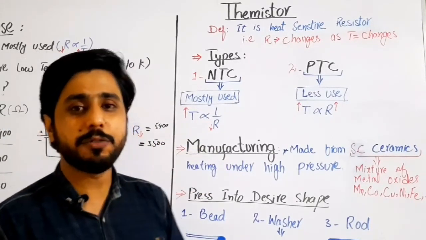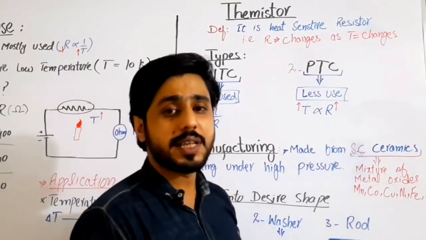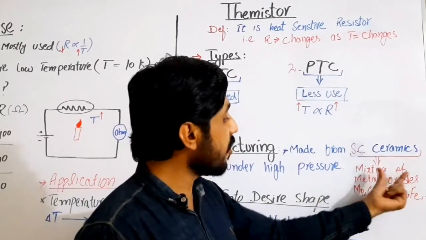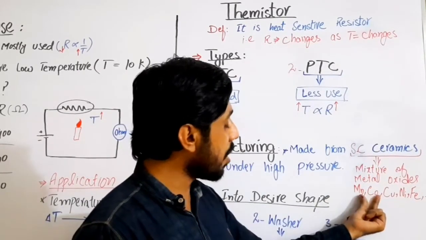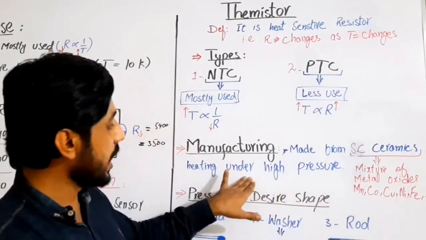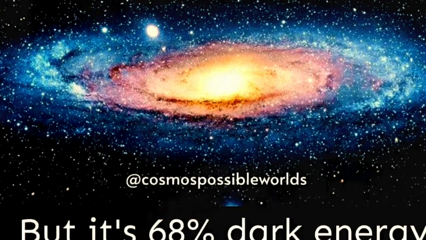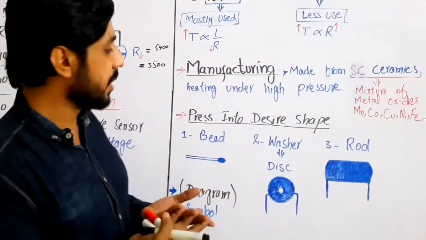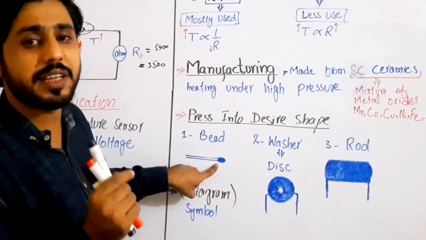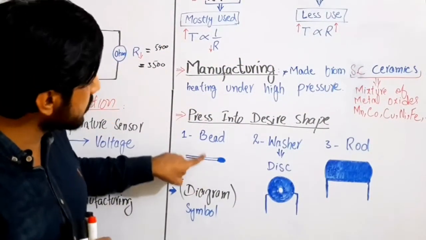Now we will see its manufacturing, how it can be manufactured or prepared from semiconductor ceramics, and semiconductor ceramics are made of a mixture of metal oxides of manganese, cobalt, copper, nickel and iron. We heat it under high pressure and press it into the desired shape, which means we can make it in our desired shape, like bead, washer, rod. The first shape is bead. Bead means it is like a small grain, its front is very small and it has two terminals.